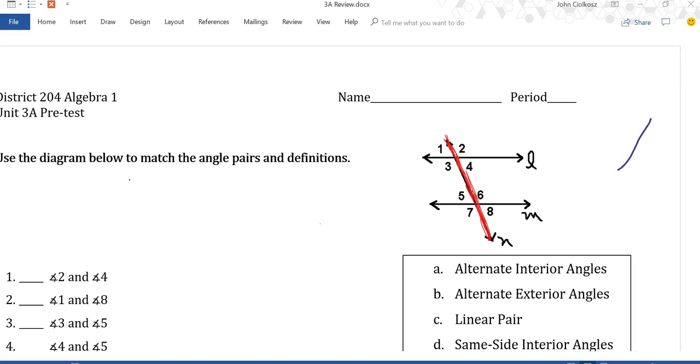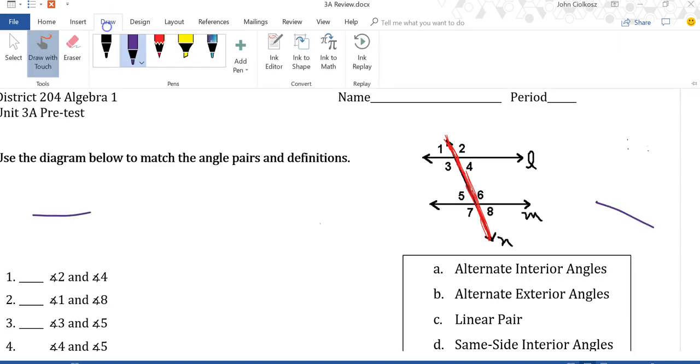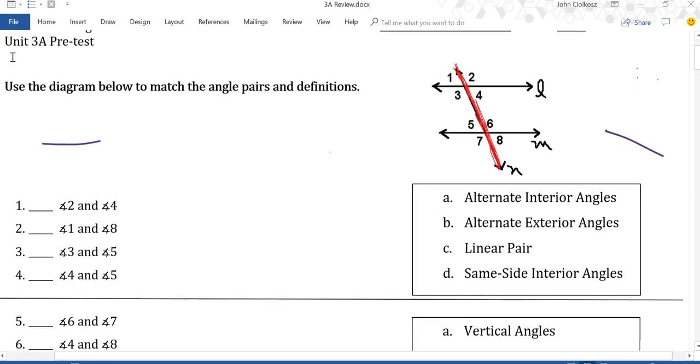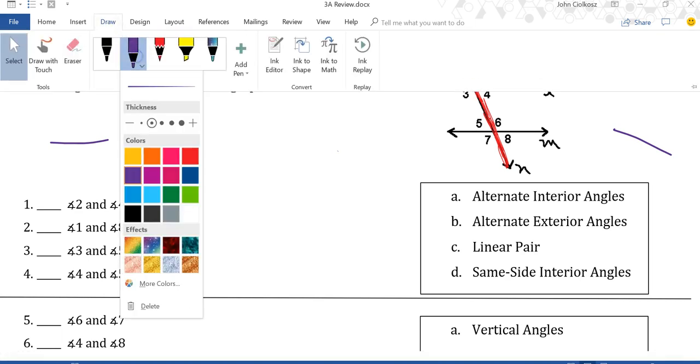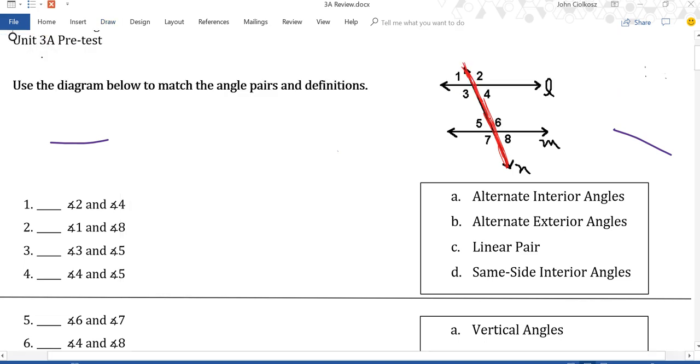Okay, so for our first thing here, we have angles 2 and 4, 1 and 8, 3 and 5. For 2 and 4, we are looking here and here. Now, if we look at our options here, they're not on alternate sides, so we can eliminate choices A and B. They're not both interior, because they're not both between lines L and M, so therefore, our choice is linear pair: they're right next to each other, and they add up to 180.